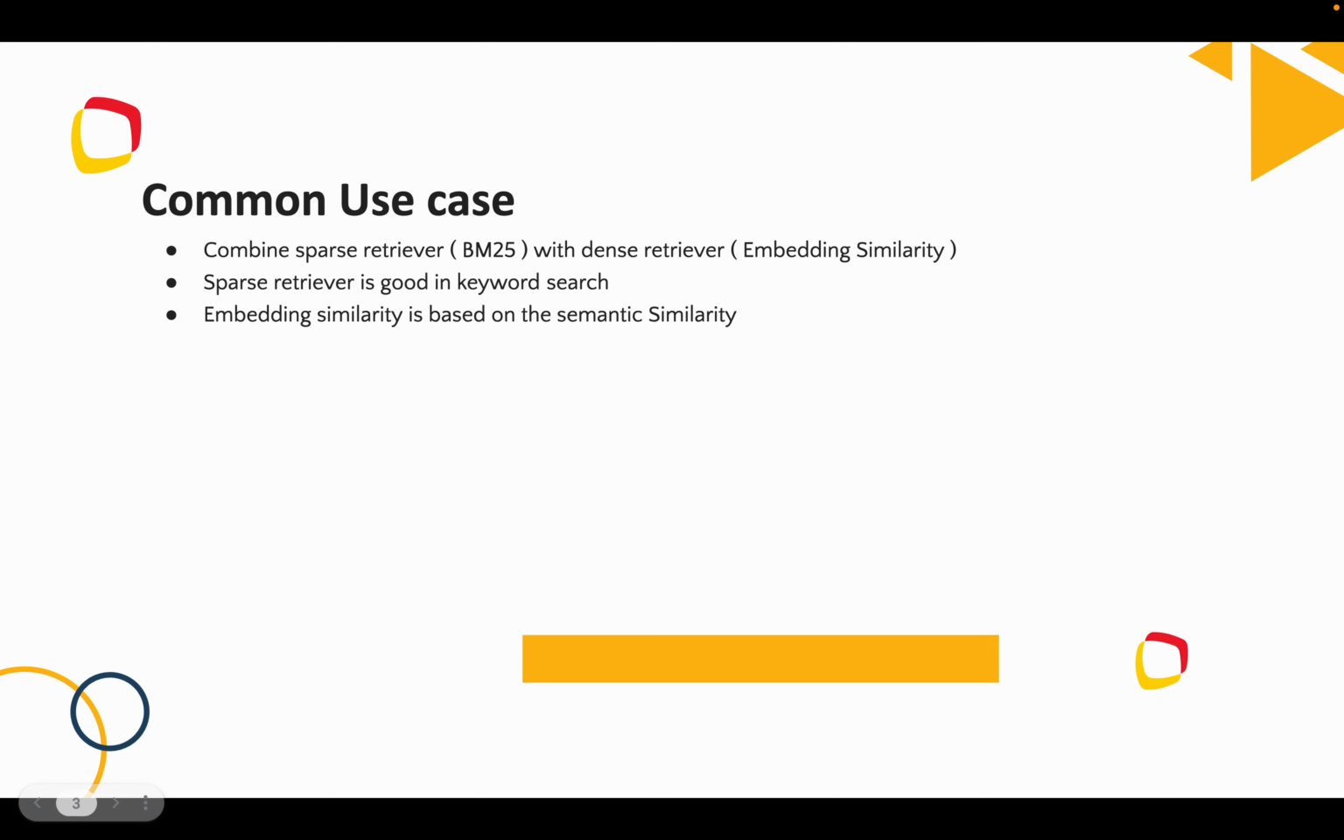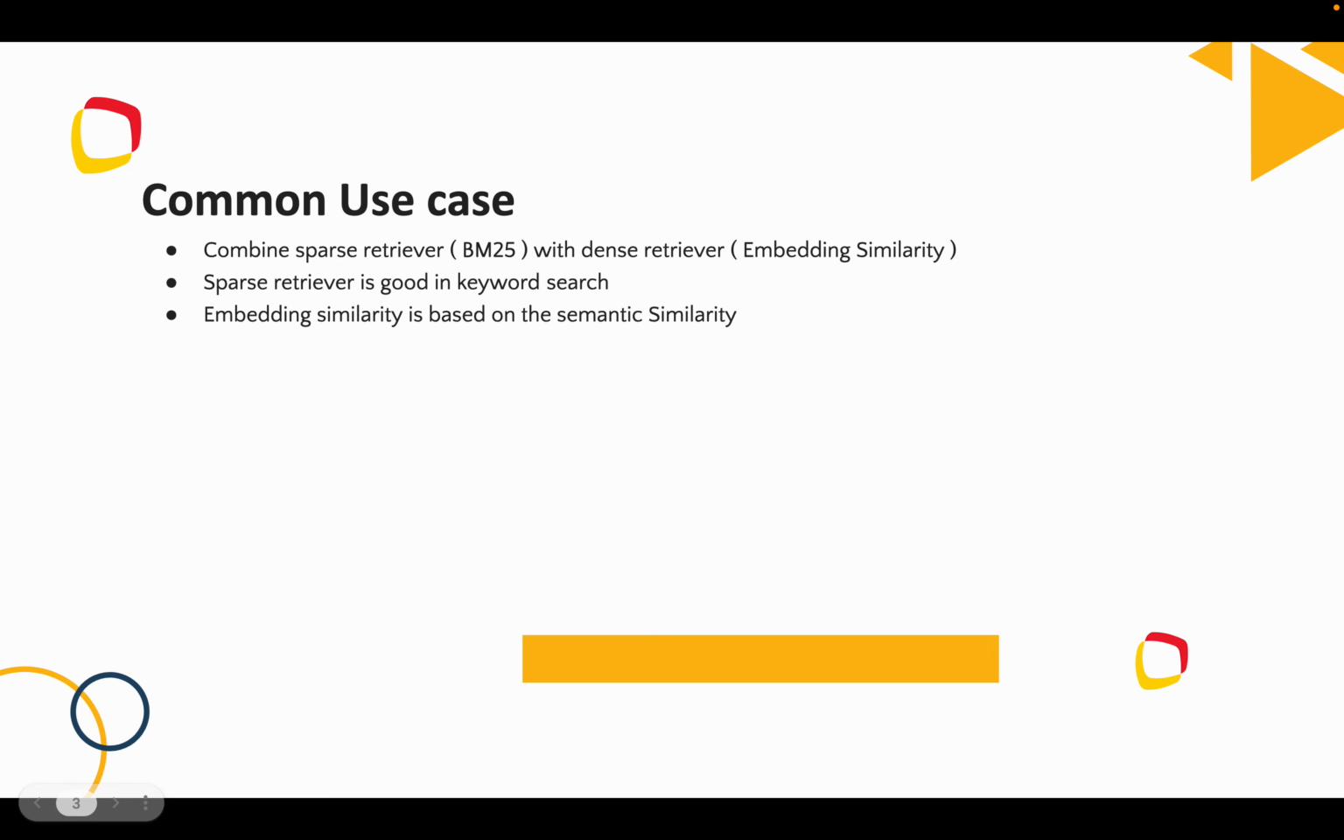So BM25 retrieves based on keyword search, which means if we give a keyword, it will try to get the documents which match that keyword. It will not look for semantic similarity. For example, if you search for machine learning, it will just check for the keyword machine learning and return the documents which match it. If a chunk somewhere mentions ML, the BM25 retriever will not be able to identify that ML means machine learning.